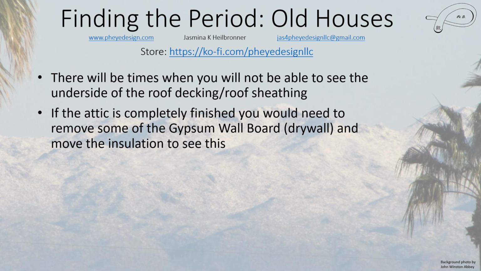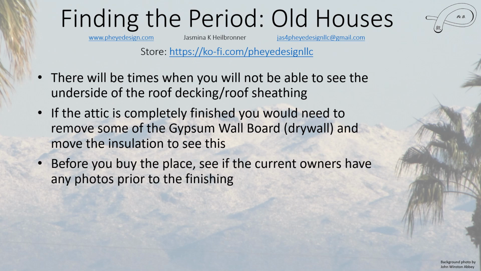Now, this is not something you're going to do if you're buying the house and haven't bought it already, or if you're renting. If you're a renter, as long as you don't plan to live there a long time, this is not so important. There's other things to look at. But if you're buying the place, see if the current owners have any photos prior to the finishing of the attic, so that you can actually see what's on the underside of the roof decking. And that will help you determine a period.